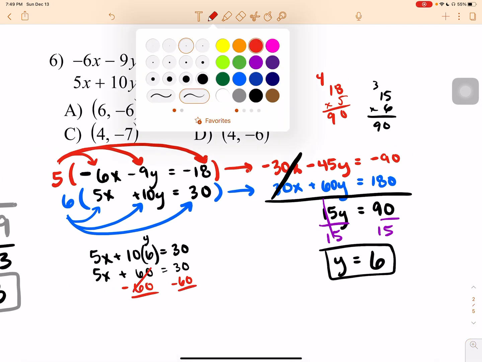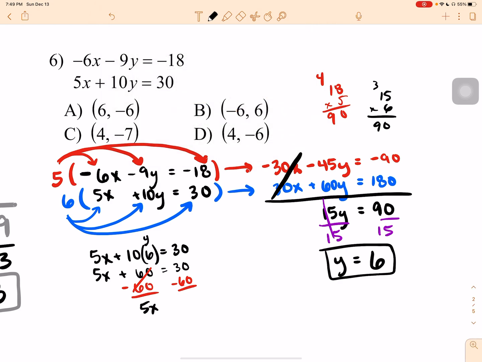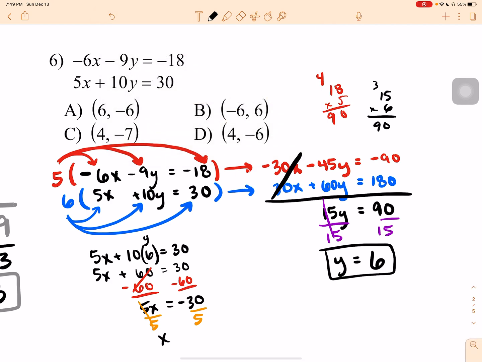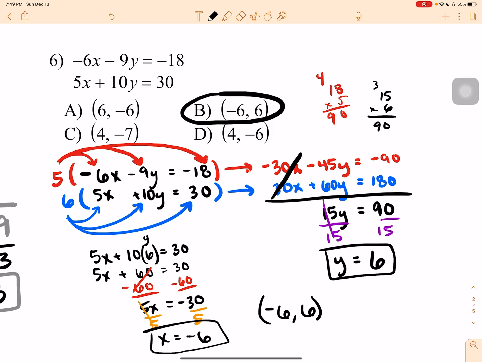Okay, so I'm going to end up with 5x equals negative 30. So now if I divide both sides by 5, x equals negative 6. So my solution would be negative 6 comma positive 6. So it's going to be B for this answer for number 6.